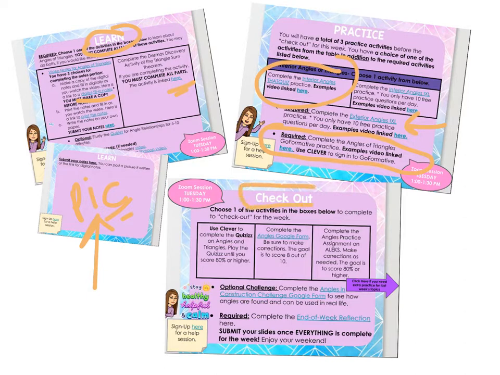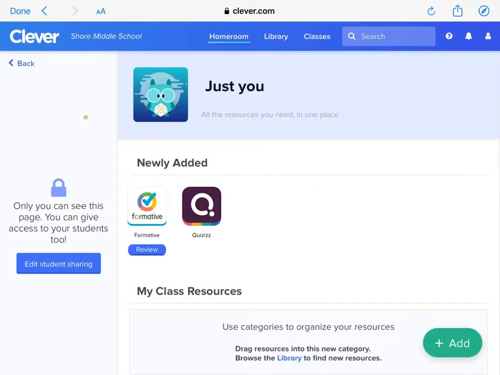And for the checkout, you are to choose one of the 3 items in the box. This is the hardest one. I would stay away from that one. I mean, go for it if you want. I'm going to show you a glimpse of the quizzes and a glimpse of the ALEKS assignment. To access the quizzes, you're going to log in through Clever and look for this app, and you shouldn't have to use a code or anything.